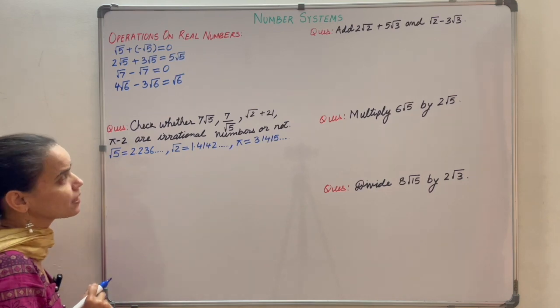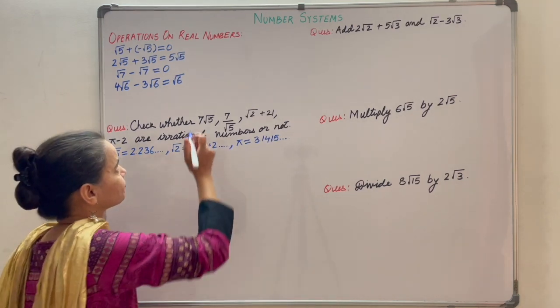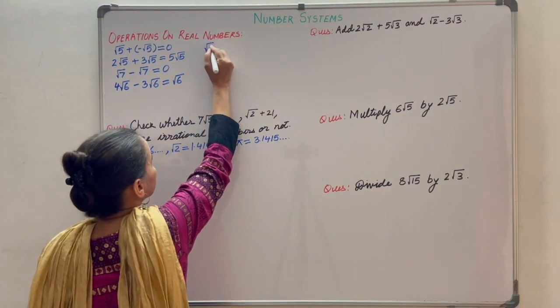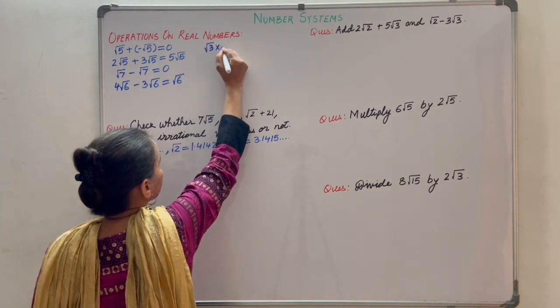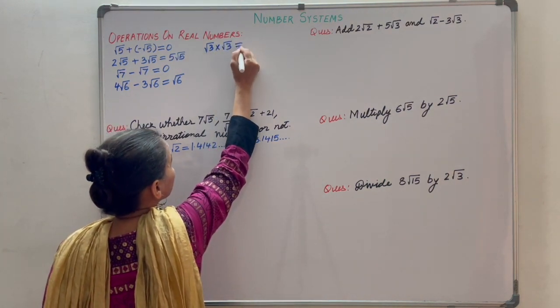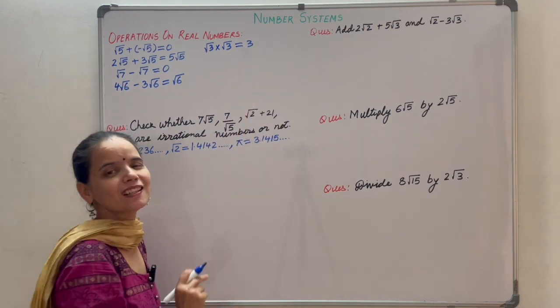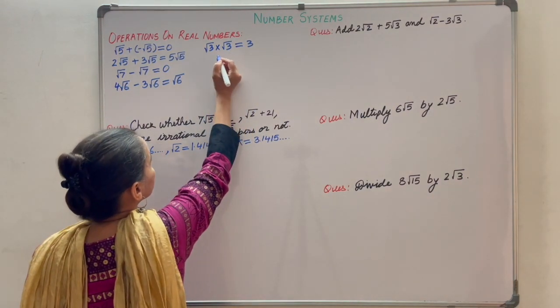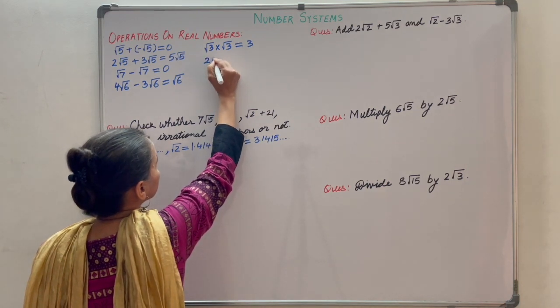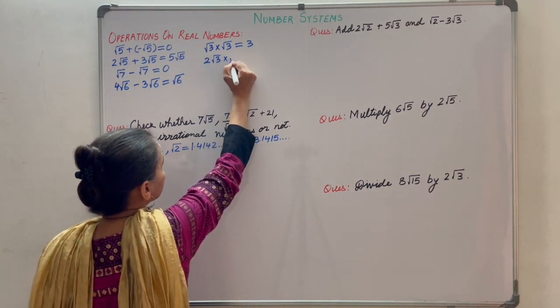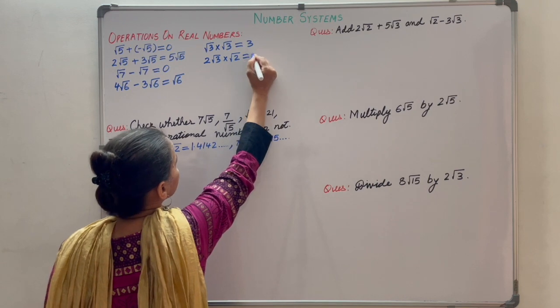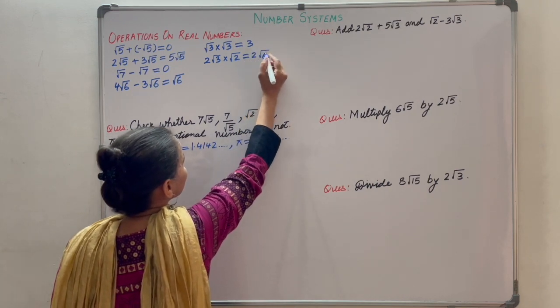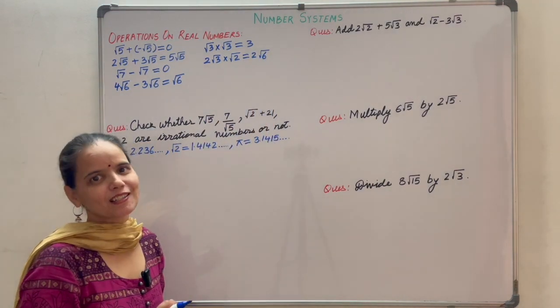Let me write down some examples on multiplication. Suppose you have root 3 and you multiply this to root 3, you will get 3. This is a rational number. Let me write down one more example. If you multiply 2 root 3 with root 2, you will get 2 root 6. This is an irrational number.